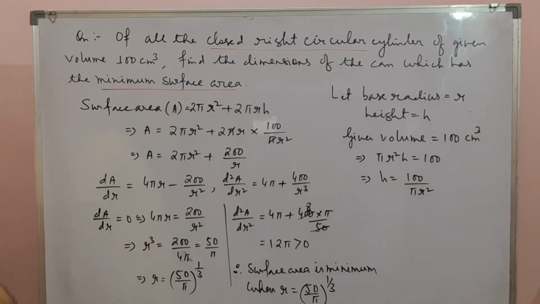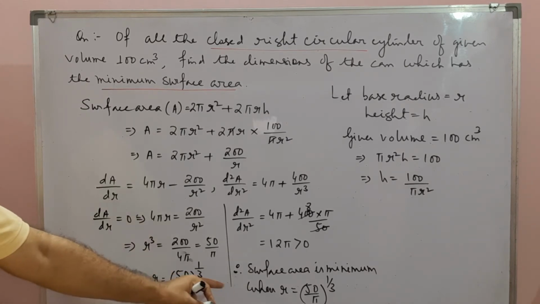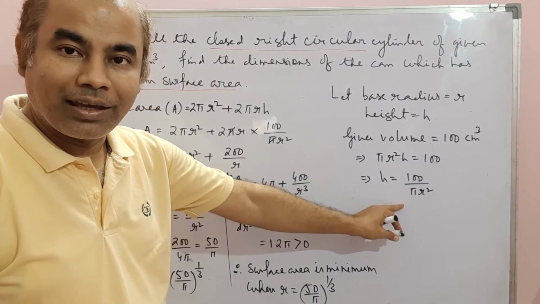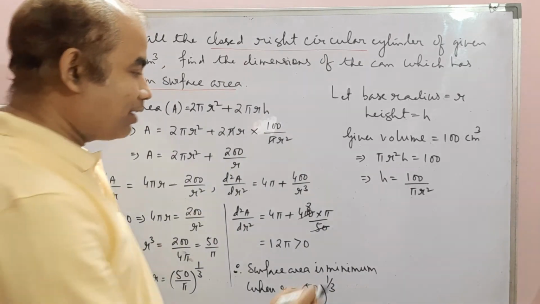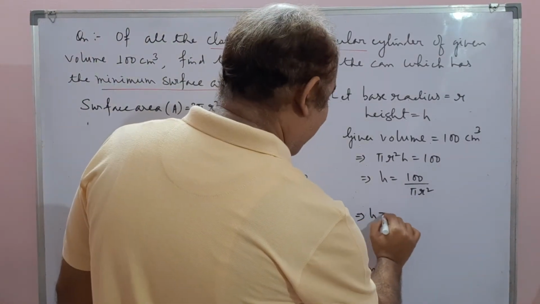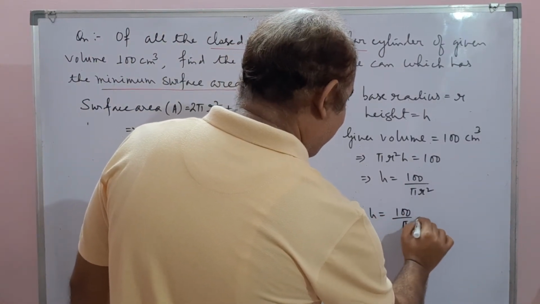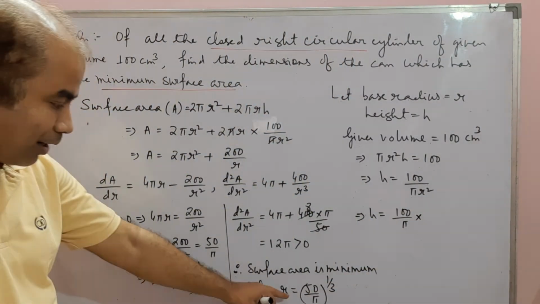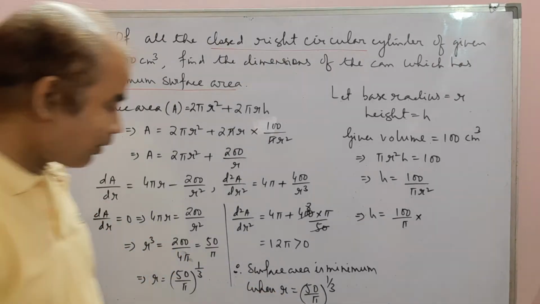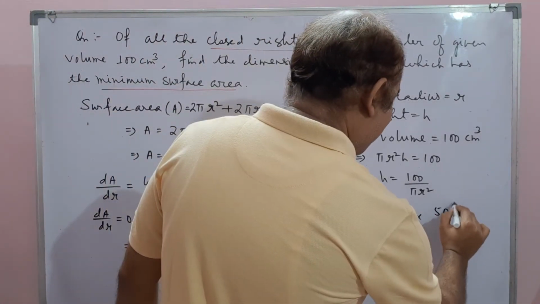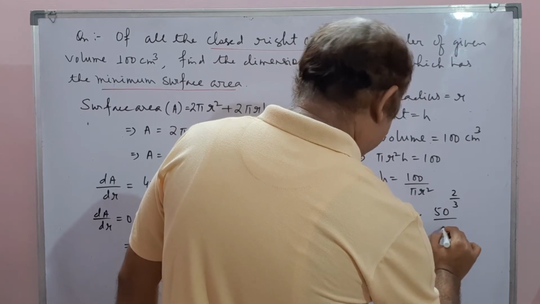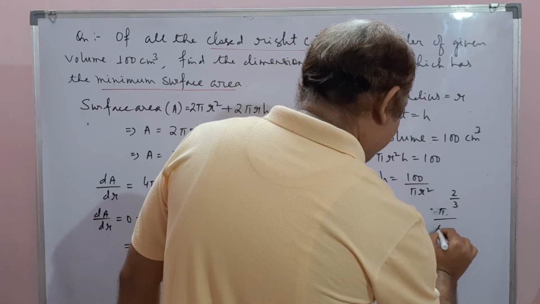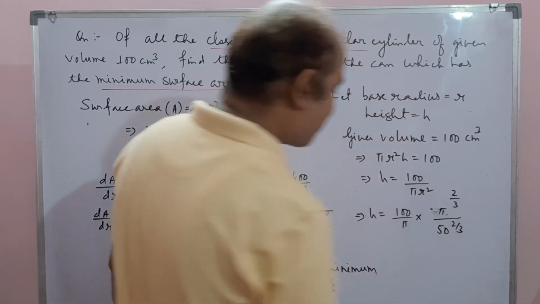You are asked to find out the dimensions. Radius you have got. Now it is time to find height. Put the value of r here. Okay, h is equal to, if I put it here, then I think you can easily do the calculation. h is 100 by pi multiplied by 1 by r square, or multiplied by the reciprocal of r square. Here it is r, so its reciprocal will be 50 to the power 2 by 3 by pi to the power 2 by 3, by 50 to the power 2 by 3, this one.